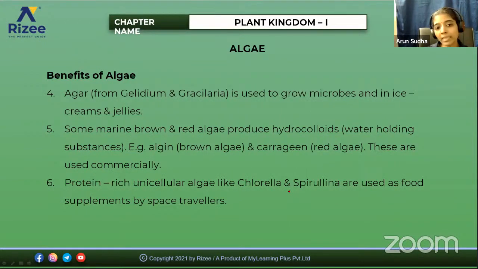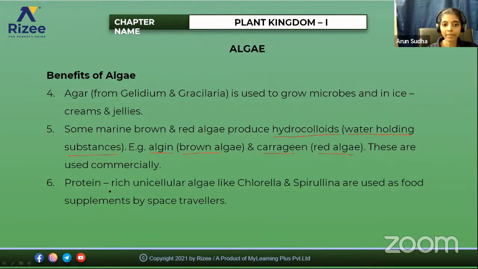And agar from Gelidium and Gracilaria is used to grow microbes, and also it is used in ice creams and jellies. So agar is the main ingredient used in ice creams and jellies. And some marine brown and red algae produce hydrocolloids, that is, water holding substances. Examples are algin, which is in brown algae, and carrageen, which is in red algae. So they have a commercial importance. They produce these substances which have the ability to hold water, hydrocolloids.